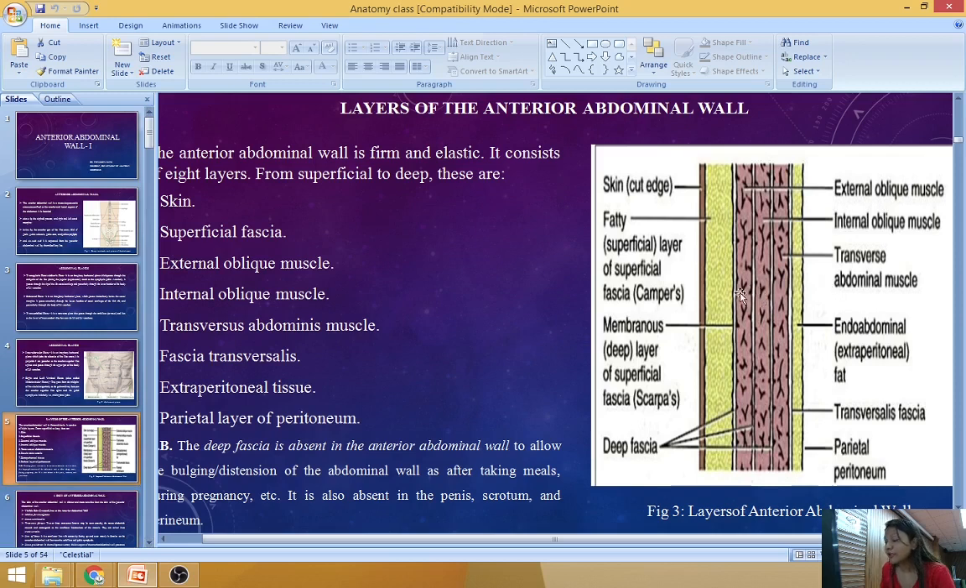So when you eat, your stomach bulges, right? When you eat lots of food, your stomach bulges. So to allow the distension of the stomach, we don't have deep fascia in the anterior abdominal wall.